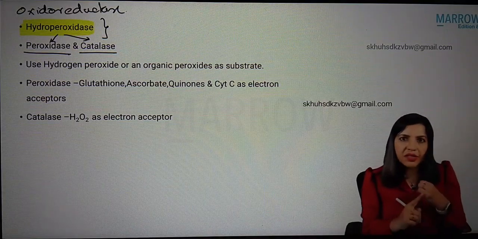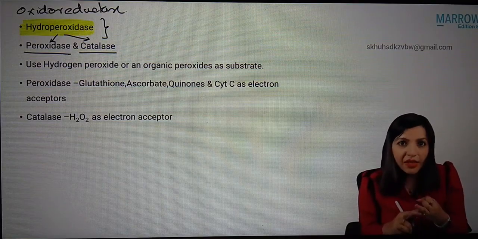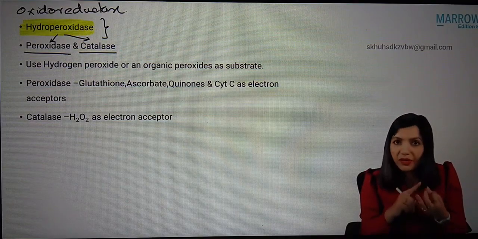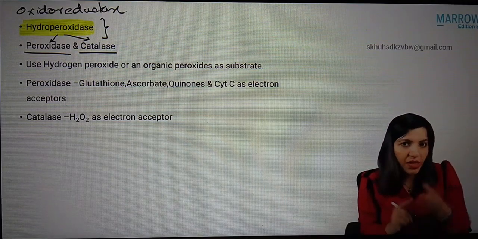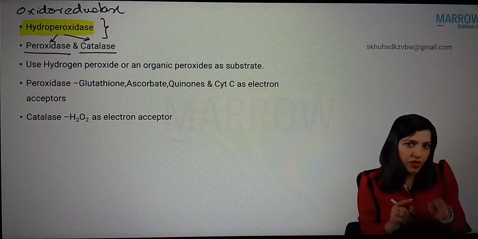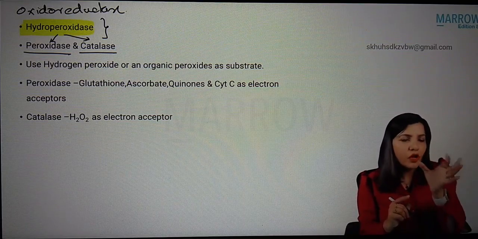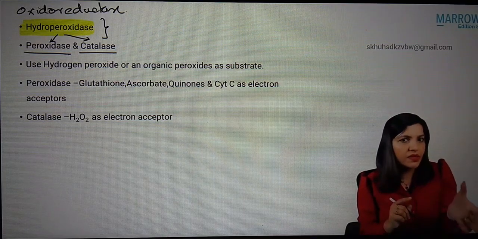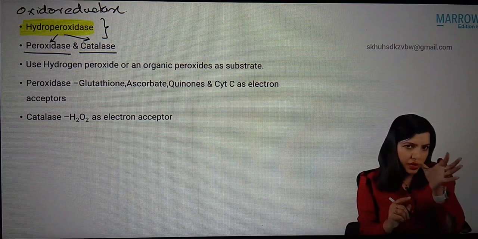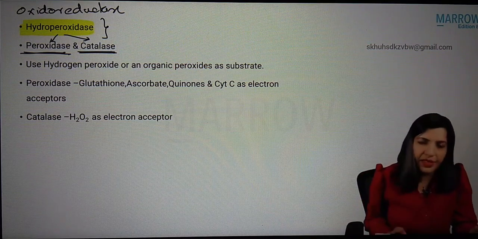So under oxidoreductases, we have learned dehydrogenases. Second, we have learned what are called oxidases. Then we have learned oxygenases. Then the next one is the hydroperoxidases. Under the subclass called hydroperoxidases, there are two types of enzymes. One is the peroxidase, the other is catalase.